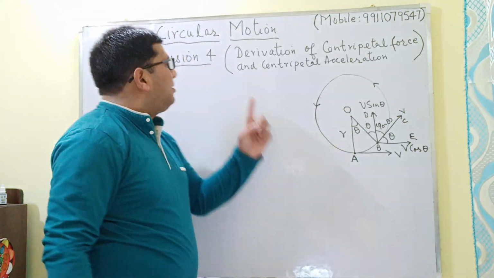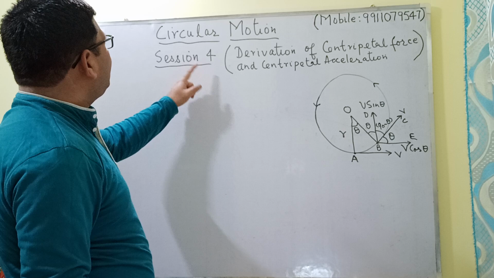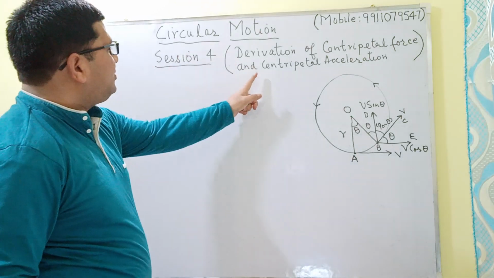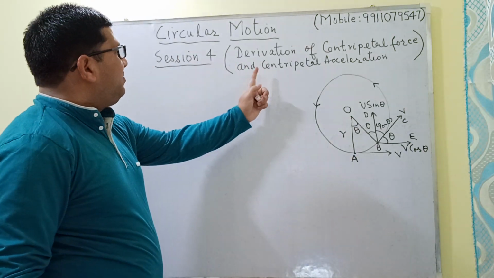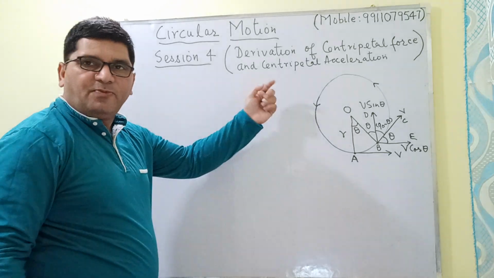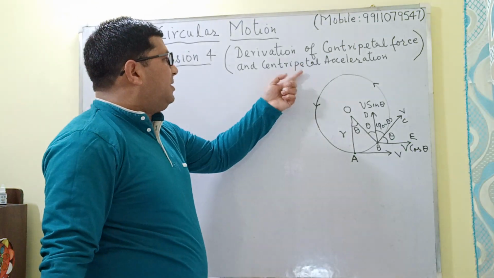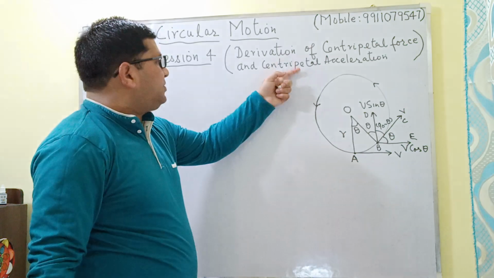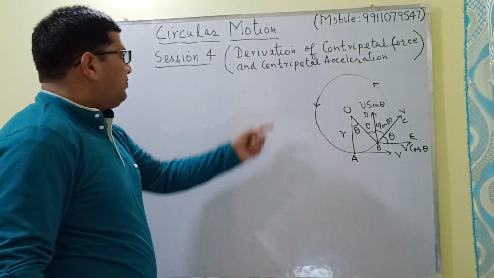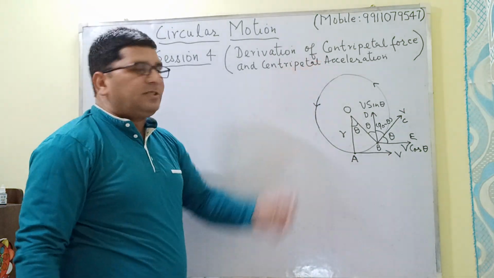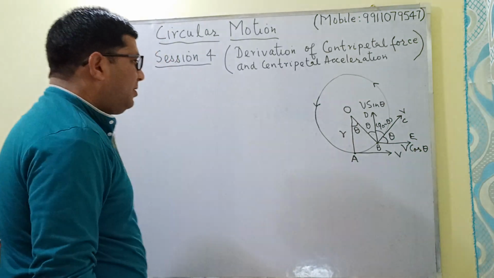Welcome back, students. This is session 4 from the chapter of circular motion, and the topic is derivation of centripetal force and centripetal acceleration. In fact, we will first of all be deriving the formula for the centripetal acceleration. Once we derive this centripetal acceleration, we will get the value of the centripetal force.